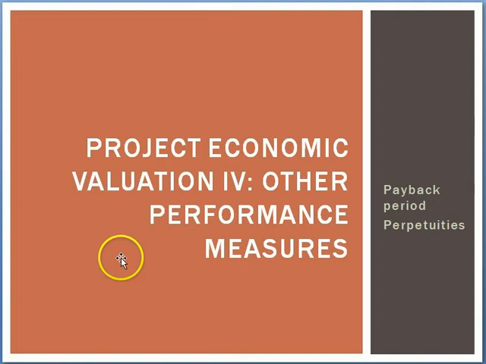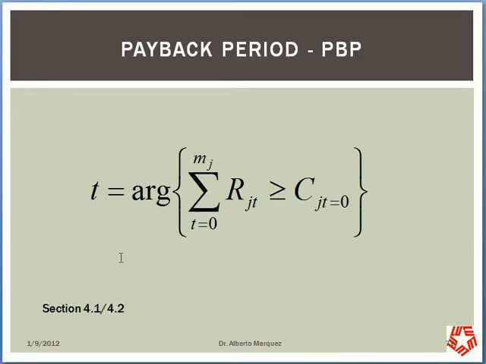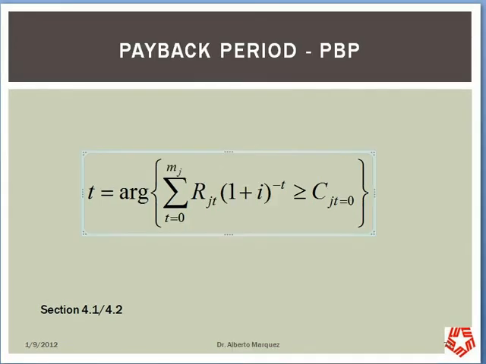There are other performance measures that we are interested in developing. One of them is the payback period, and the other is perpetuities. Let's see what they're all about. First, the payback period is the period that we will need in order to get back our initial investment, and essentially is the summation of the cash flows until they exceed the initial investment. This is the simplified formula, and this is a more proper formula because now we have taken into consideration the time value of money.